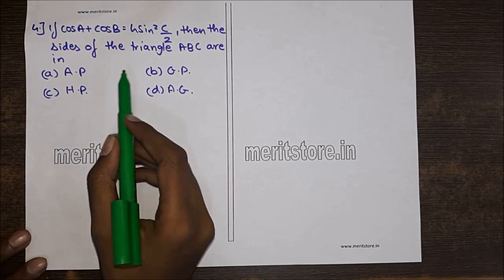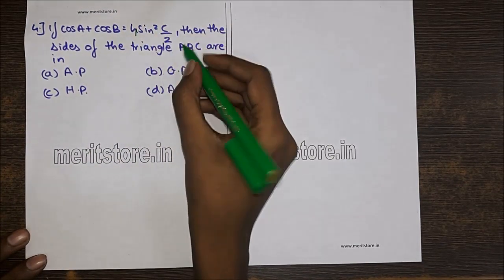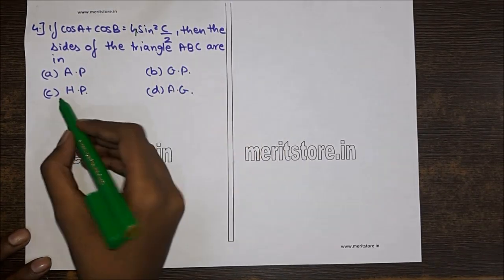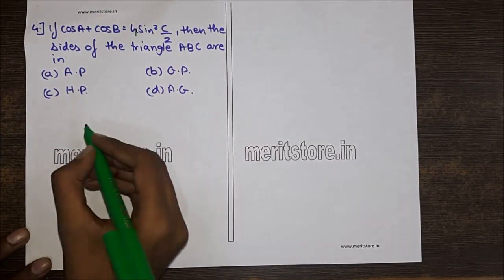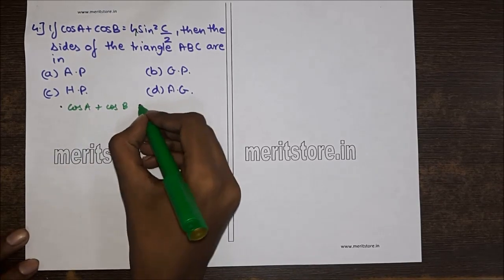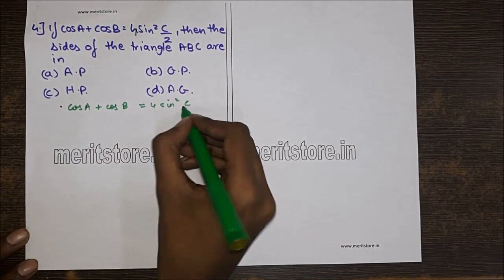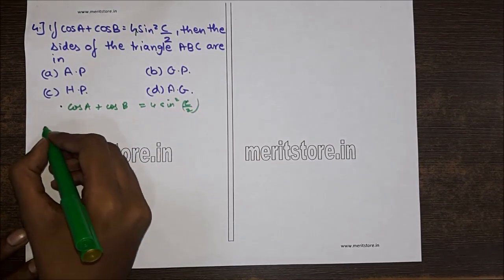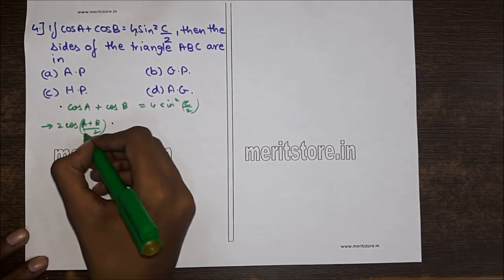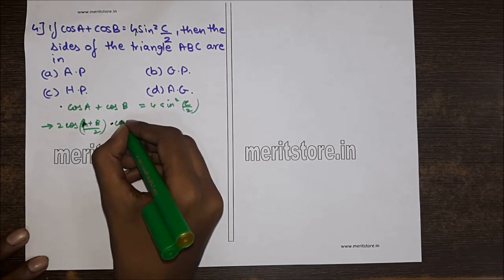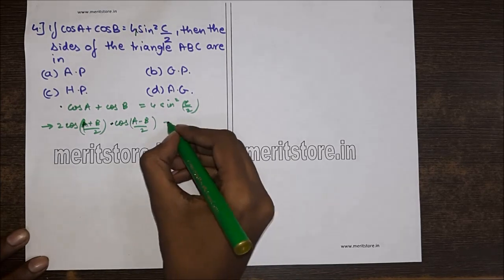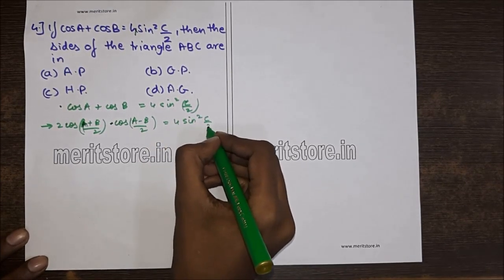If cos A plus cos B is 4 times sin square C by 2, then sides of the triangle ABC are in A AP, B GP, C HP and D AGP. So first we rewrite the equation. Cos A plus cos B equals 4 sin square C by 2. This can be written as 2 cos (A plus B) by 2 into cos (A minus B) by 2, and this is 4 sin square C by 2.